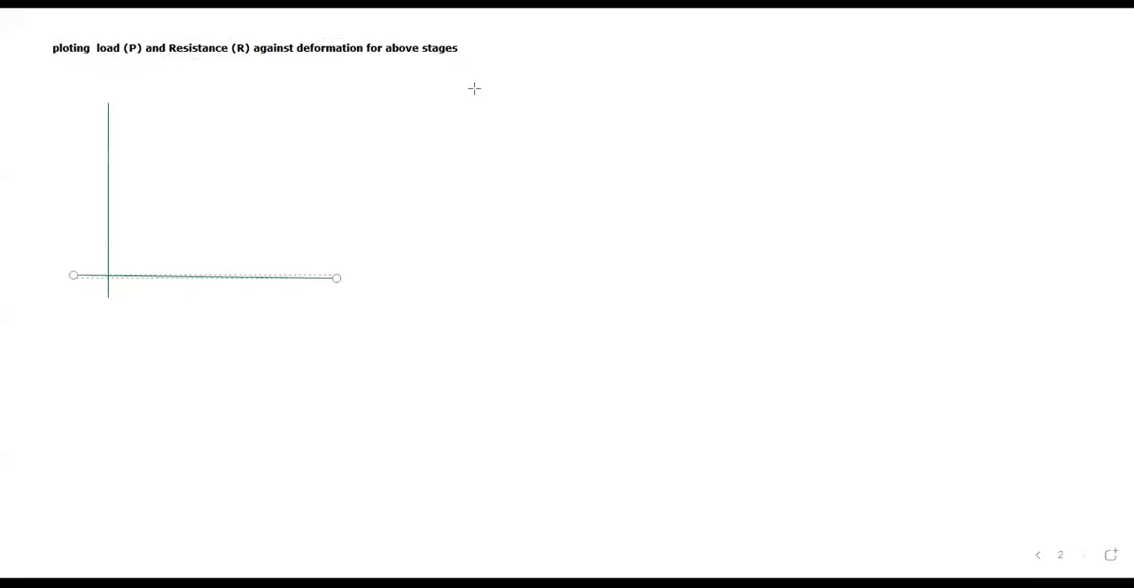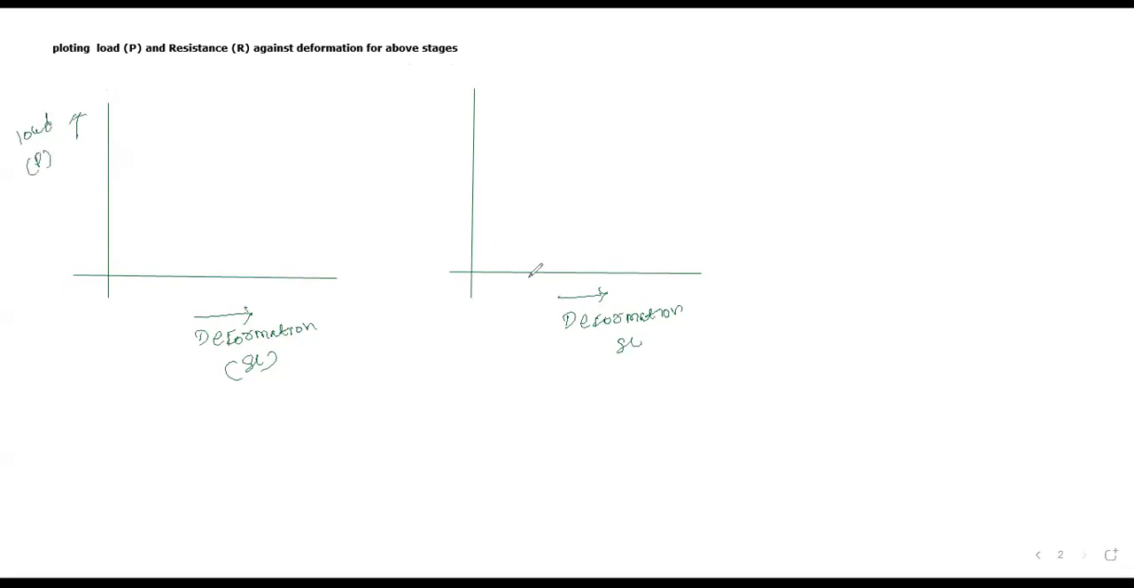We are going to plot two diagrams. The first diagram is for load versus deformation, and the other diagram is resistance versus deformation. In both cases, your x-axis will be the deformation, delta L. Clear? Now, the first diagram is the load versus deformation diagram, so on the y-axis there will be the load P. I hope it is clear to all of you. And this is the resistance versus deformation diagram, so on the y-axis there will be the resistance.